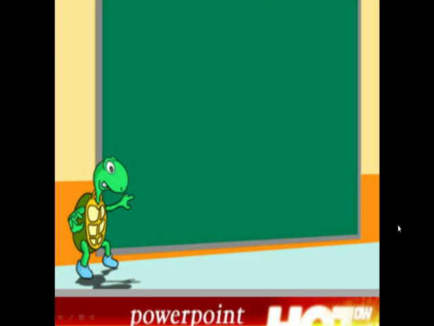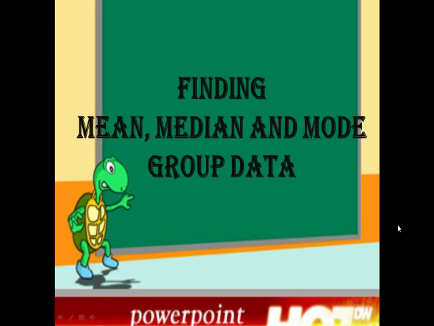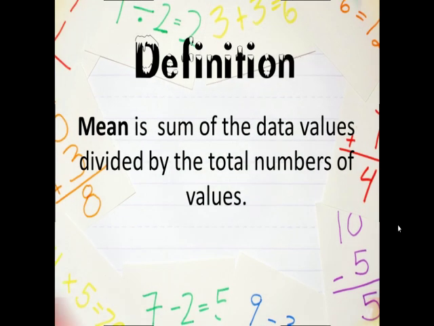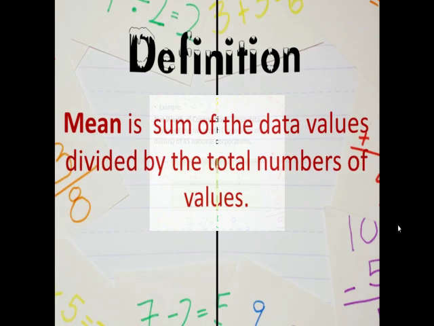Greetings! In this video, I would like to explain how to find mean, median, and mode for grouped data. Before finding the mean, we have to know the definition. Mean is defined as the sum of data values divided by the total number of values.